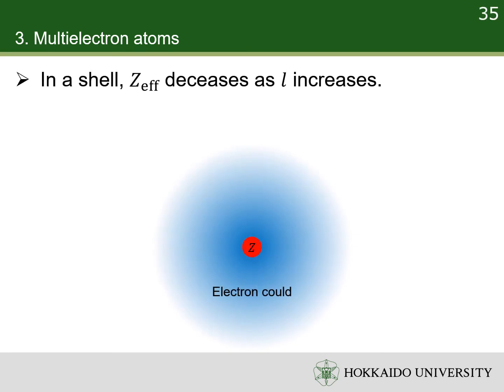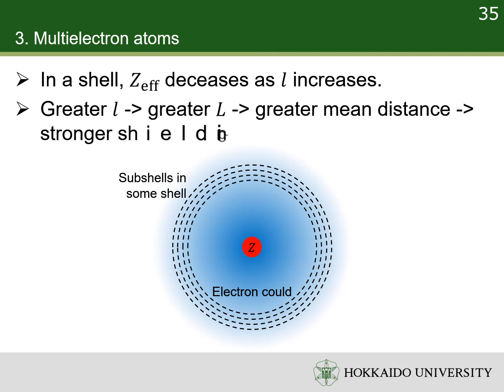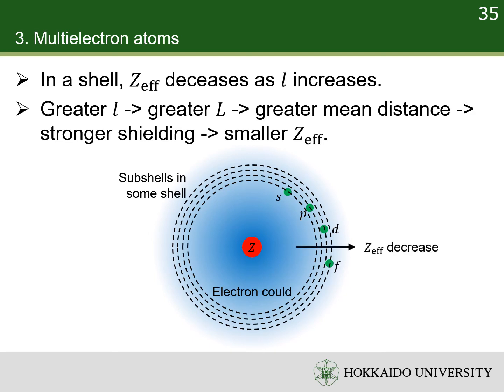Due to the electron shielding, the effective charge decreases with azimuthal quantum number in a shell. The reason can be explained as follows. A greater azimuthal quantum number corresponds to a greater angular momentum. A greater angular momentum leads to a greater mean distance from the nucleus. A greater mean distance leads to a stronger shielding from other electrons. It finally results in a smaller effective charge.